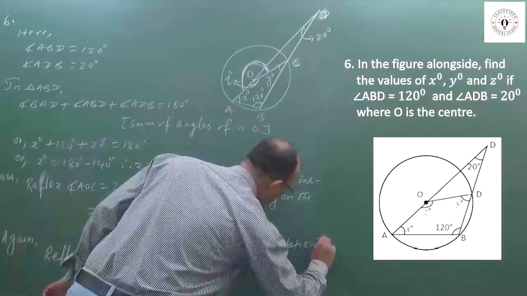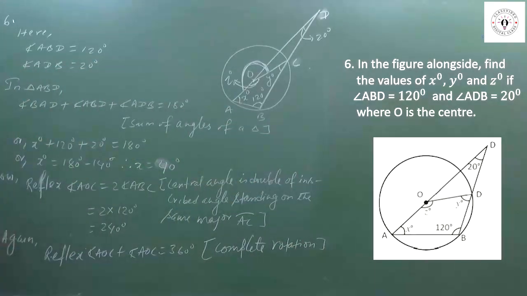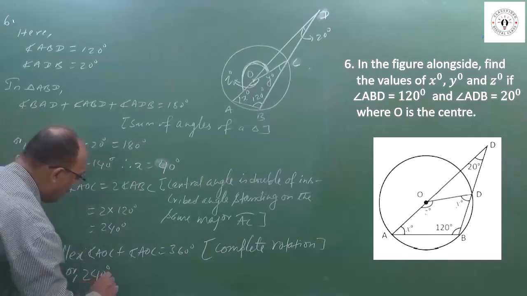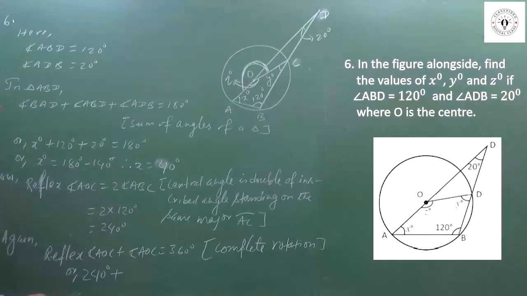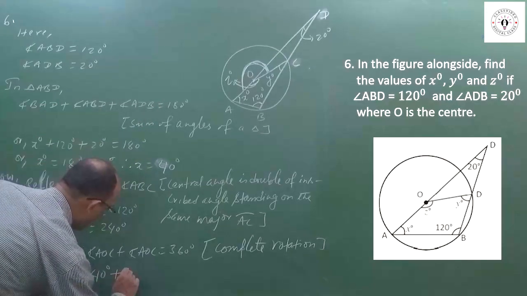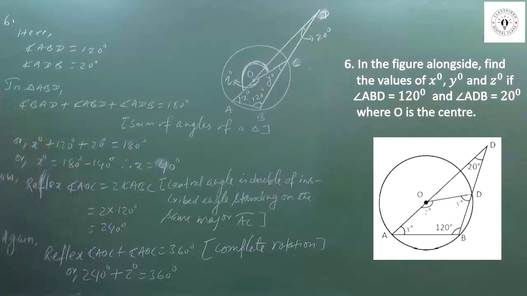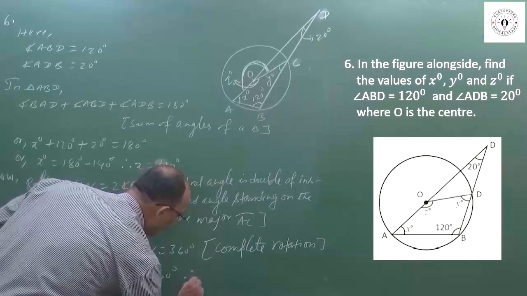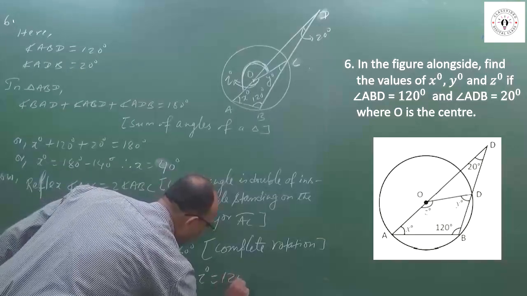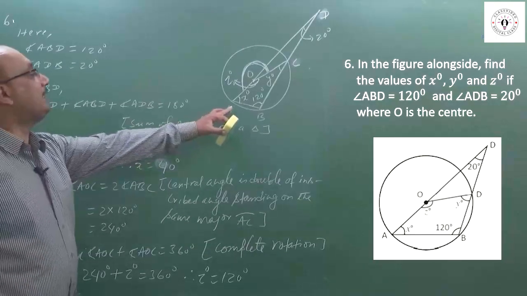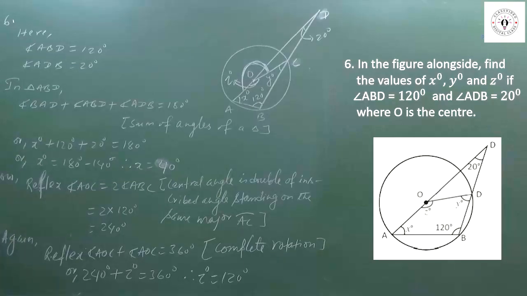The value of reflex angle AOC we have calculated, 240 degrees. And AOC means Z degrees equals 360 degrees minus 240, since 240 goes on the right hand side and becomes minus. So Z equals 360 minus 240, that is 120 degrees. So dear students, we have calculated the value of X as 40 degrees and Z as 120 degrees. Now we have to find the value of Y.